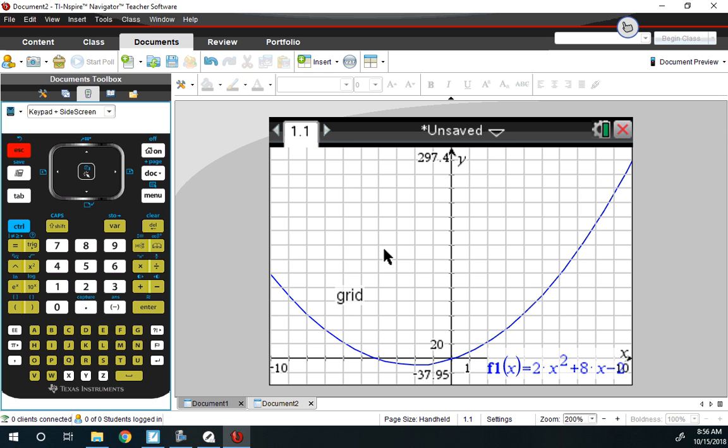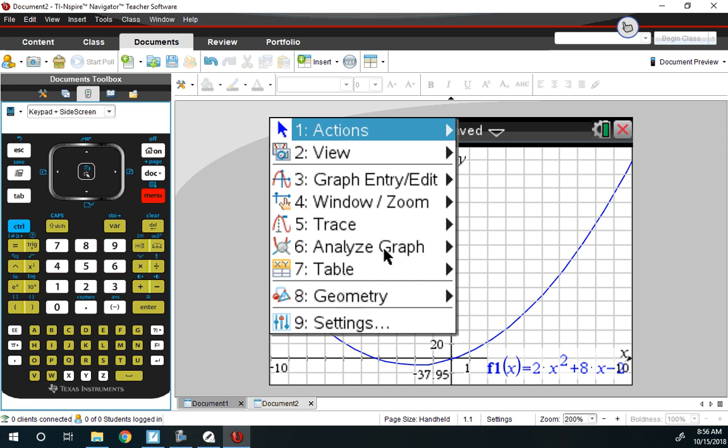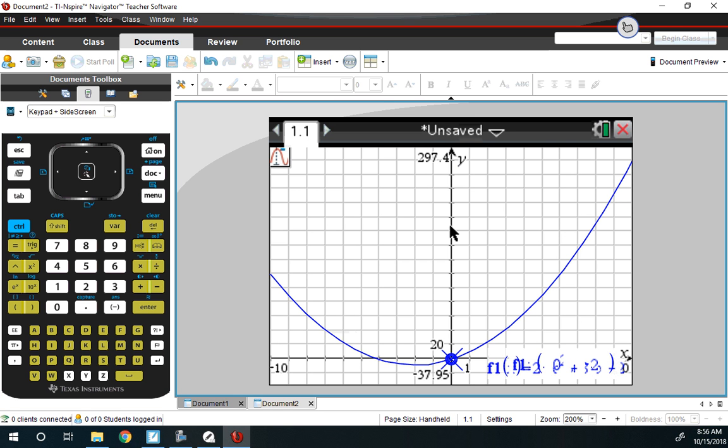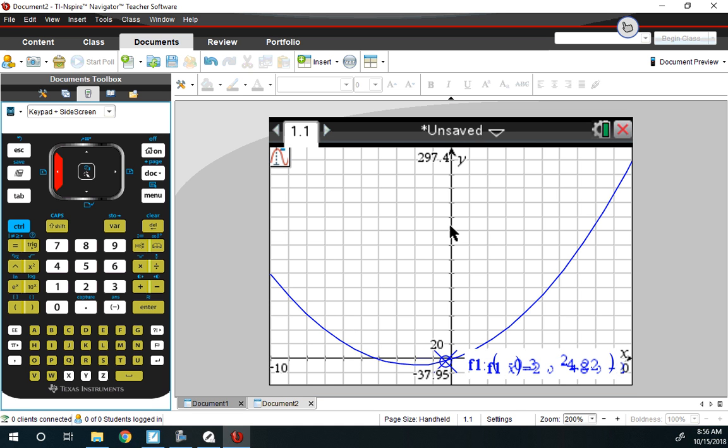This is so cool. You might want to make a mental note of this. Menu, trace, graph trace. What menu, trace, graph trace will do is, if you use the directional pad and move your cursor, the calculator should kind of stop when you get to the minimum. And it says, hey, there's your minimum. Can you make out what it is?